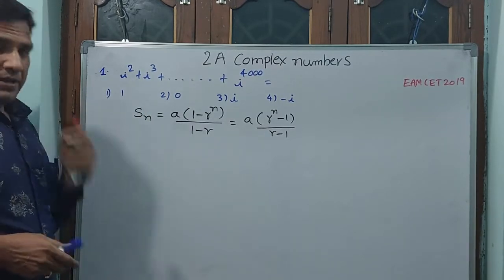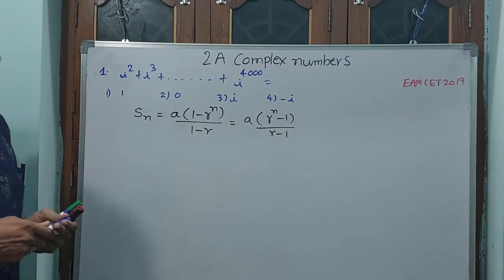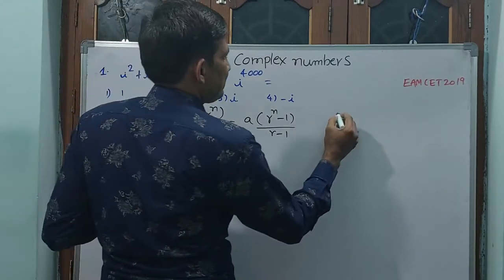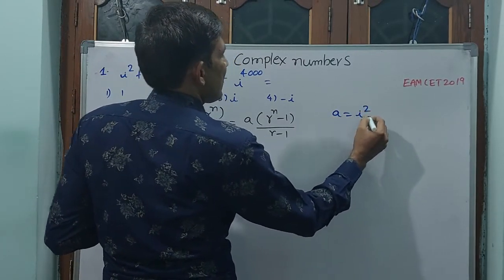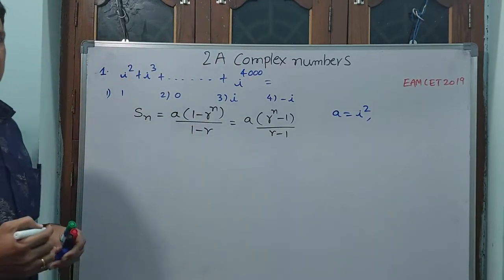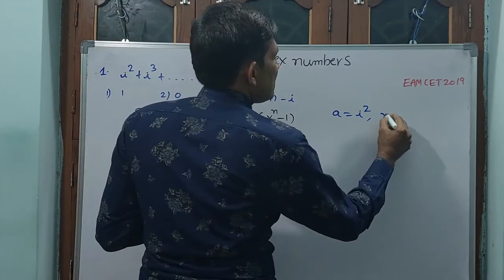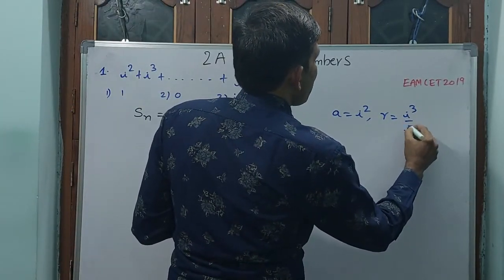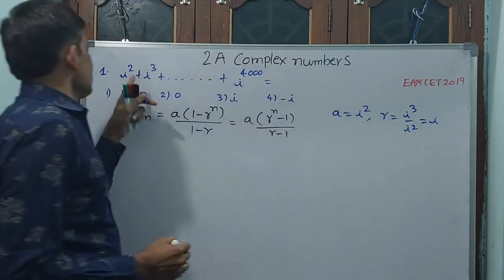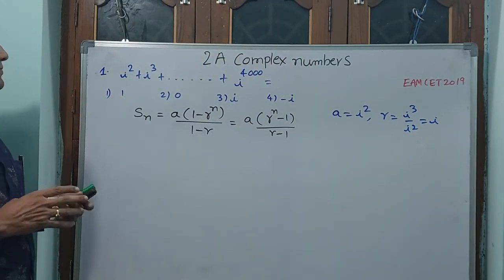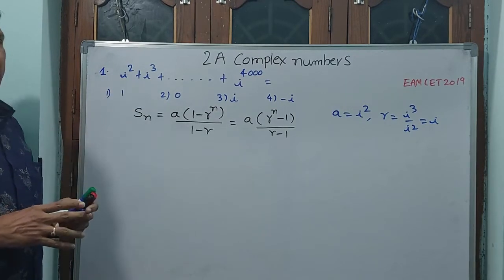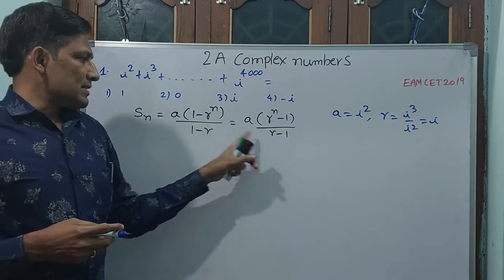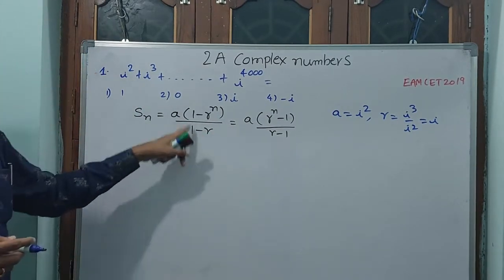First of all, you find r, a and all you find. See, by seeing this series, here first term a is i square. Write down. a is equal to i square. First term. Then what about r? r is equal to second term divided by first term. i cube by i square, that is equal to i. i cube divided by i square is equal to i. i is normally less than 1, that is why we will take 1 minus r formula. Okay, 1 minus r. This formula we will take.